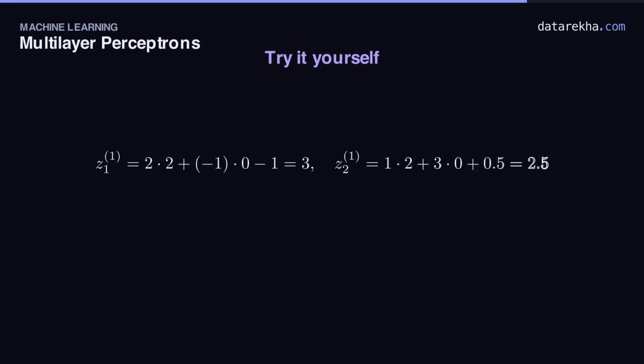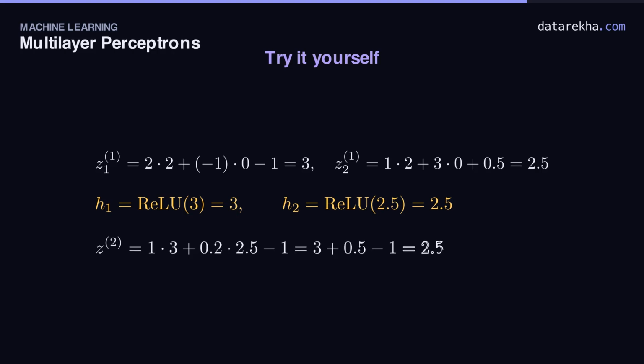The hidden preactivations. 2 times 2 minus nothing minus 1 is 3. And 2 plus nothing plus a half is 2.5. Both positive, so ReLU leaves them alone. The hidden layer outputs 3 and 2.5. Then the output: 1 times 3 plus 0.2 times 2.5 minus 1. 3 plus a half minus 1, which is 2.5. And the sigmoid of 2.5 is about 0.92. If you got roughly 0.9, you've genuinely got the forward pass.